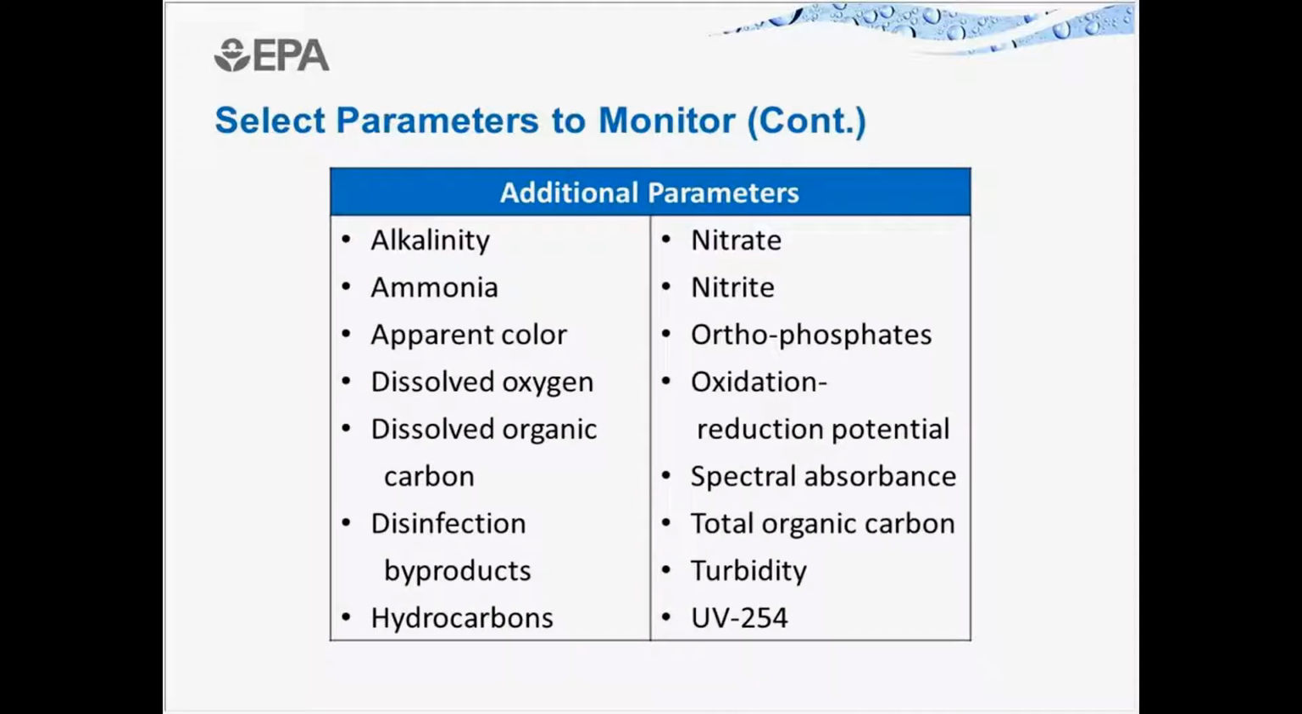But in addition to the core parameters, additional parameters, such as those shown on this screen, can be monitored and provide useful information to either meet utility-specific or site-specific design goals. These parameters can provide data that can supplement core parameter data to identify specific types of water quality changes in a given distribution system.